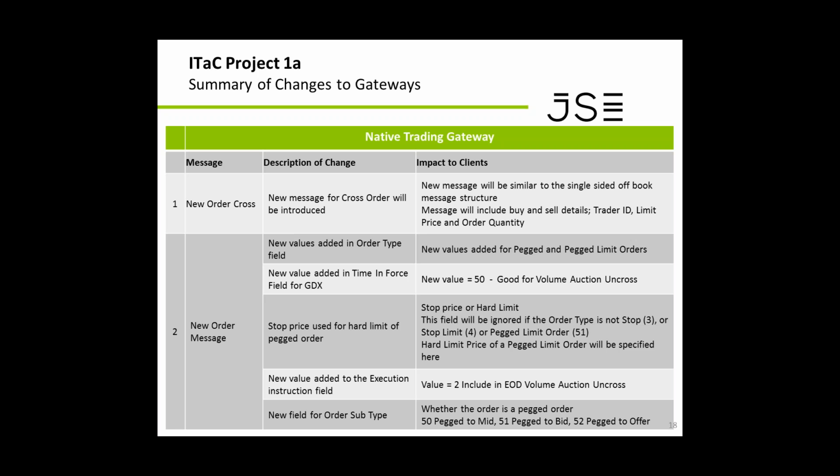Yeah, the first one is just around the new order cross. I see that you guys are pushing it through the native gateway, but you specify that it's sort of like a TCR. I just want to understand why not use the post-trade gateway for that. That's one of the questions. I don't know if you want to go ahead and answer that.